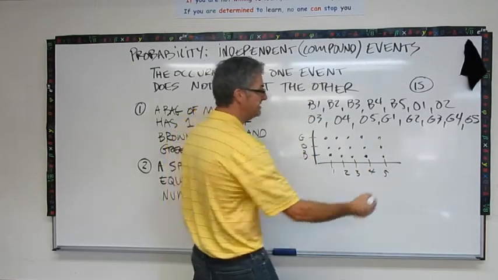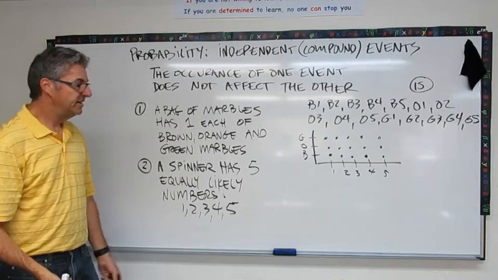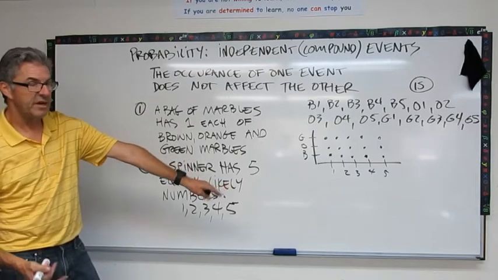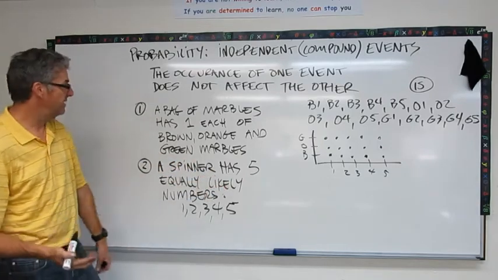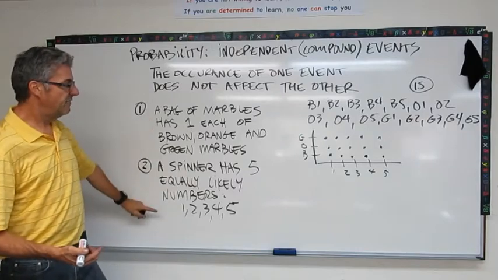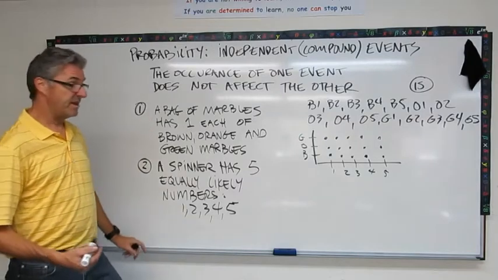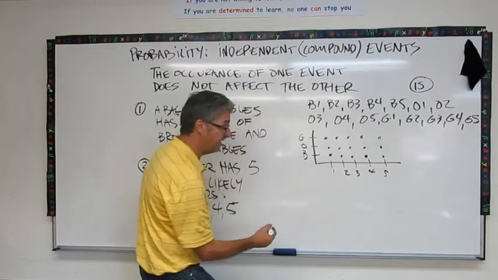And I can count up my dots, and I got another 15 for that. So I'm going to squeeze my tree in down there. It's probably going to get a little messy. Just bear with me. So 3 colors, 5 numbers. I'm going to do my colors first.